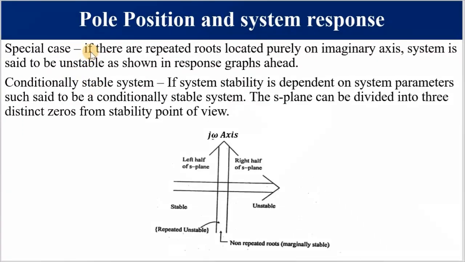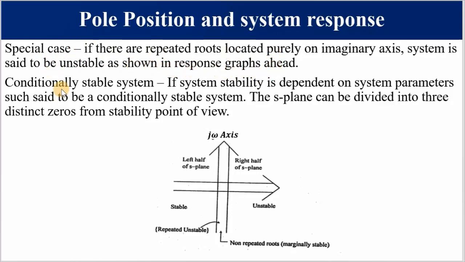We said poles can be located on the left half of the S-plane or the right half of the S-plane, but there is a special case where we have repeated roots that are located purely on the imaginary axis, and for such a system we say it is unstable. We'll see that in graphs ahead. Please take note of this important point.